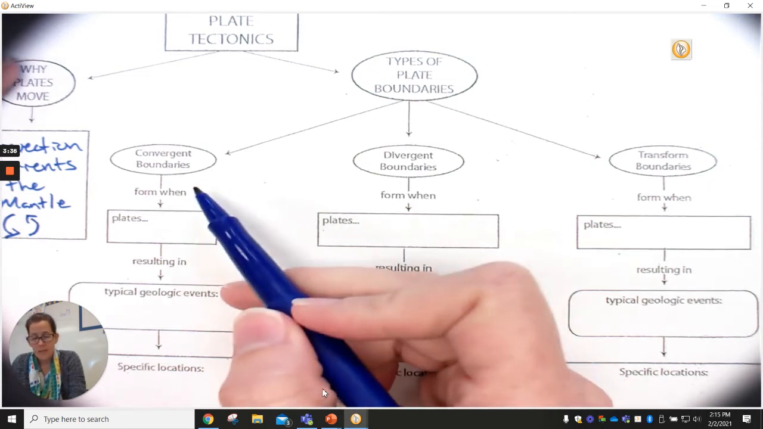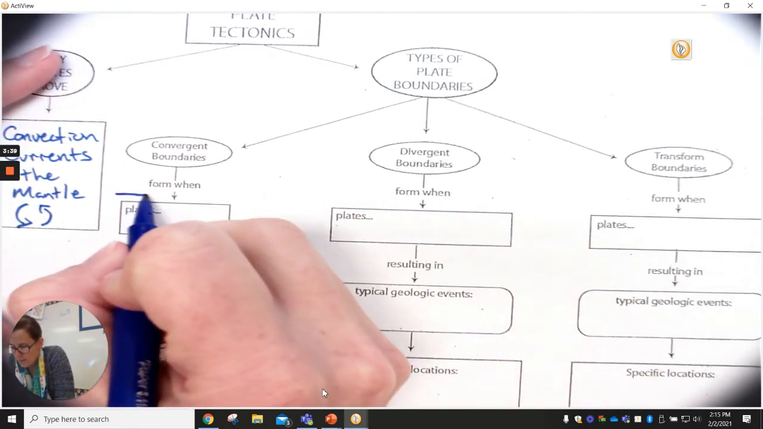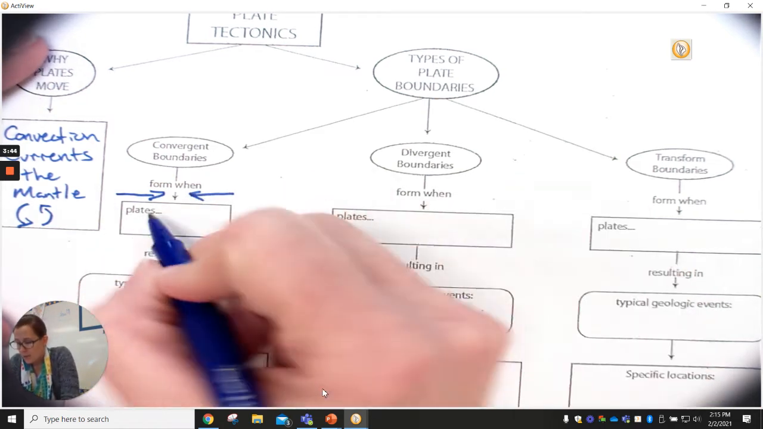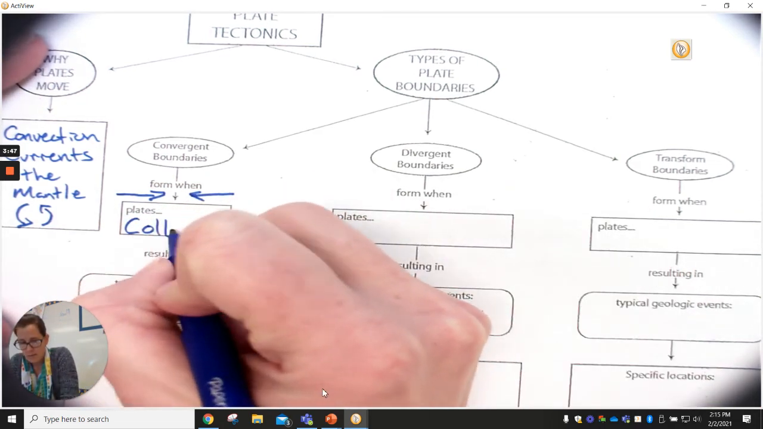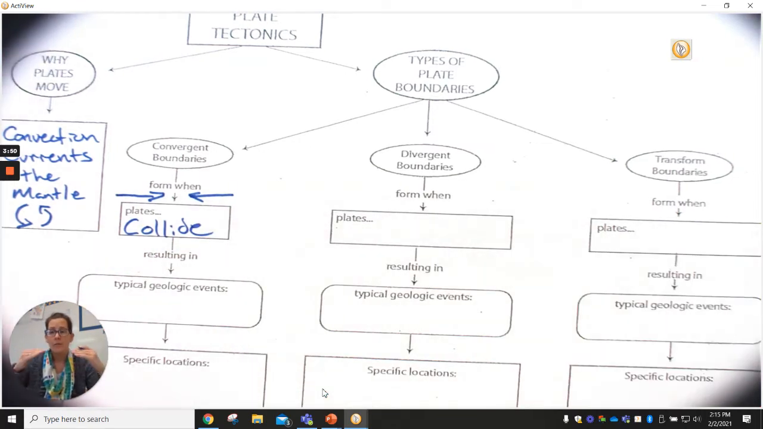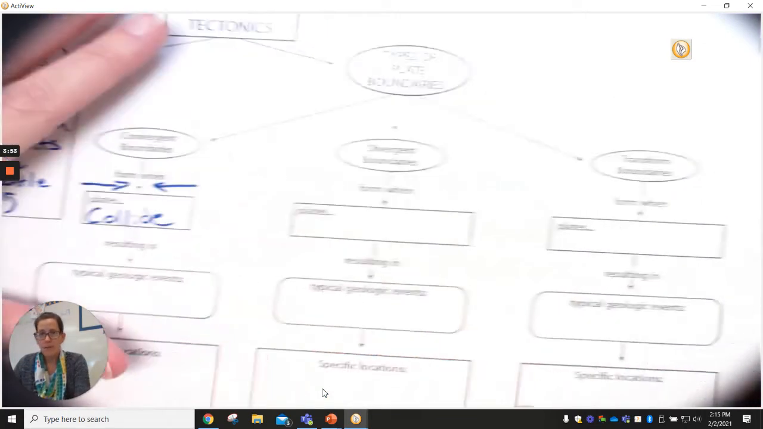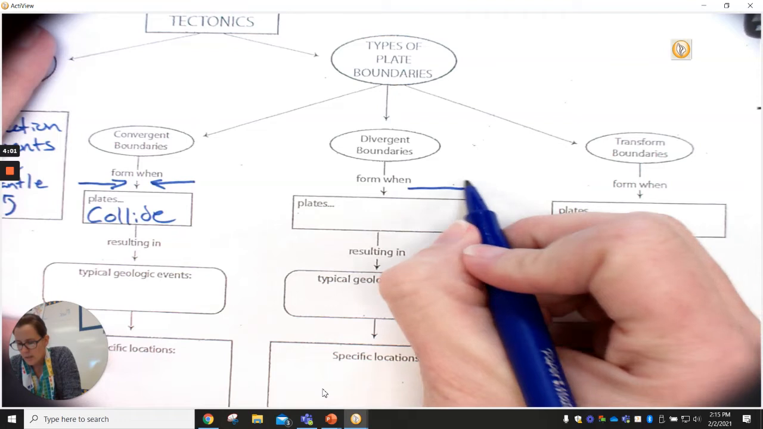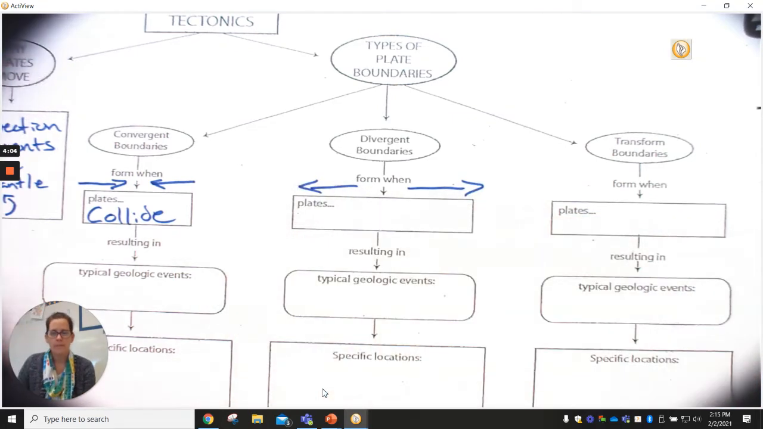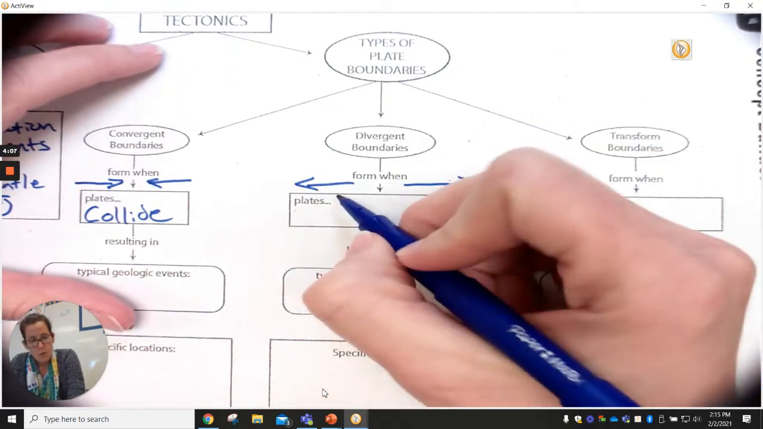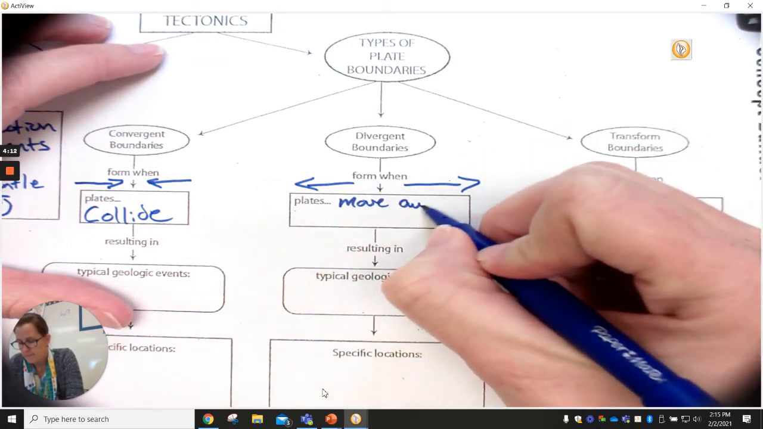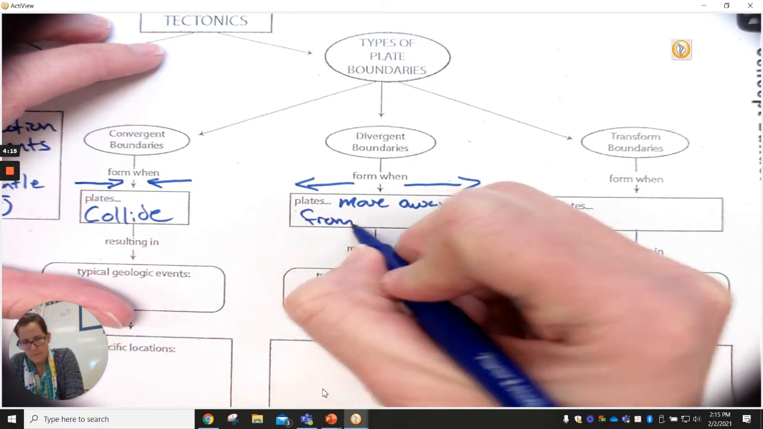So our information right here, I'm going to draw 2 arrows moving towards each other. So when we see convergent boundaries, plates are going to collide. They're going to collide because they're moving towards each other, okay? So divergent boundaries form when plates move away from each other, right? So they're moving this way. So I'm going to put 2 arrows going away from each other here. And then I'm going to go ahead and write move away from each other in this box. So move away from each other.